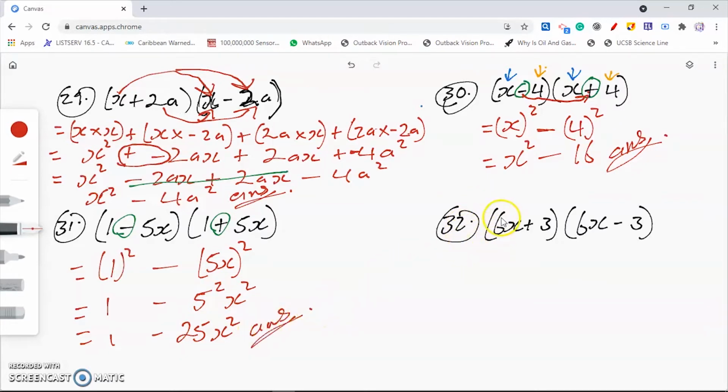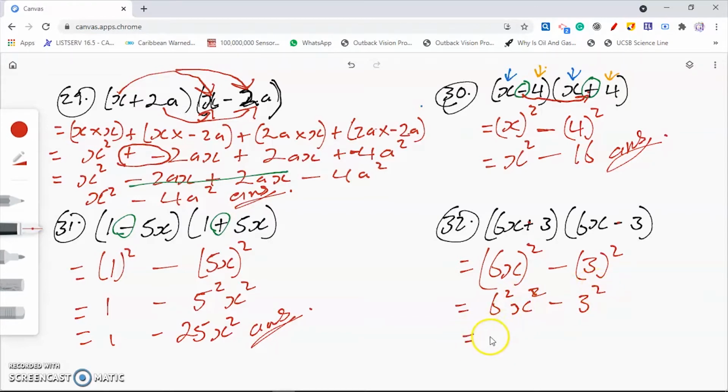For number 32, we would have 6x all squared, minus, because positive times negative is negative, and then 3 squared. So we get 6 squared x squared minus 3 squared. 6 squared is 6 times 6, which is 36, and x squared is x squared, minus 3 squared, which is 9. And that's our answer there.